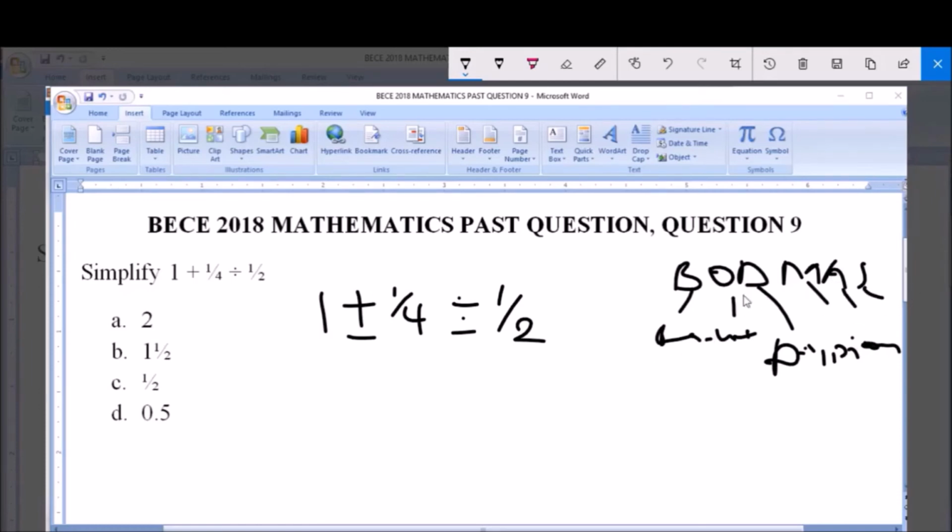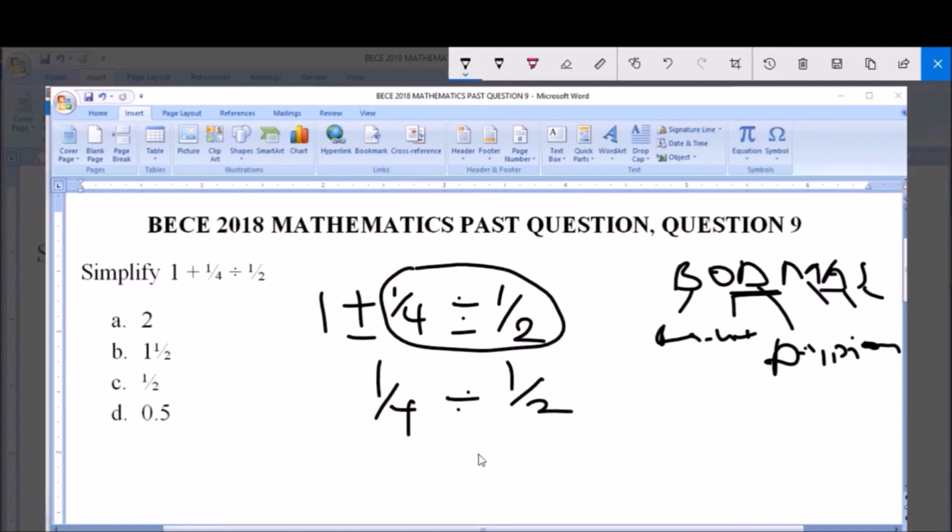If you look at this, you see that division comes first before addition. So we divide first. We pick division first of all. Now we have 1 over 4 divided by 1 over 2. In terms of fractions, when you are dividing, you simply change the division sign to a multiplication sign.